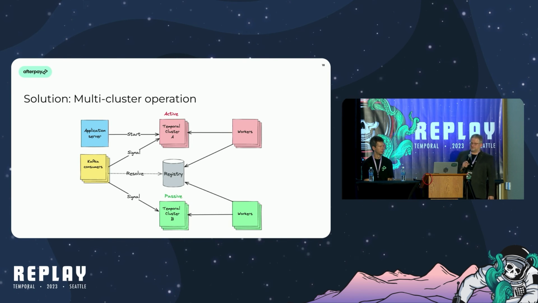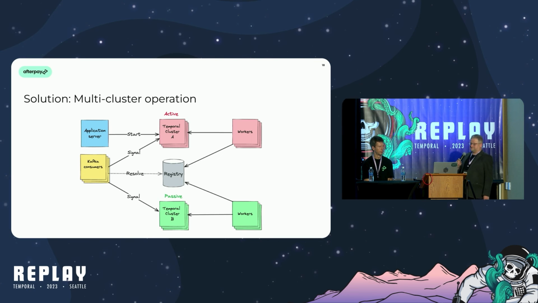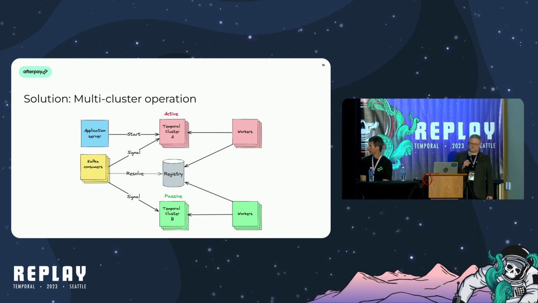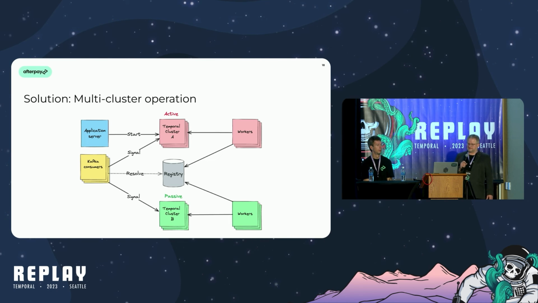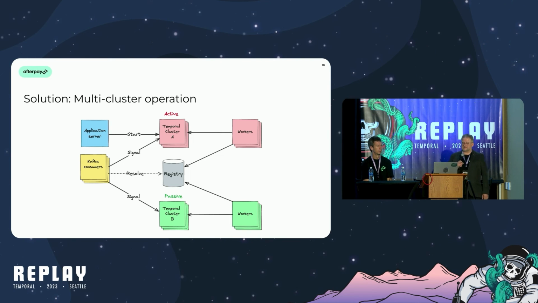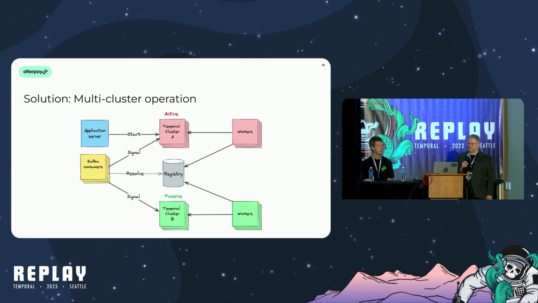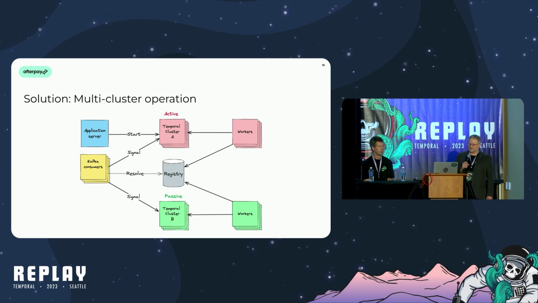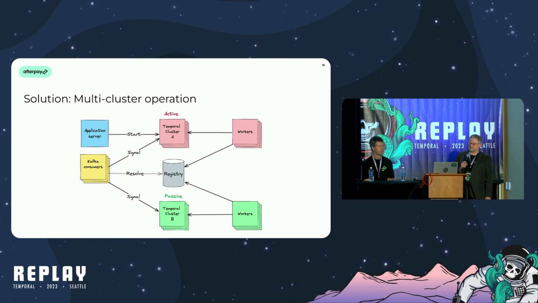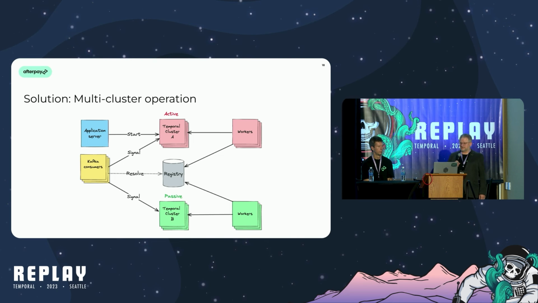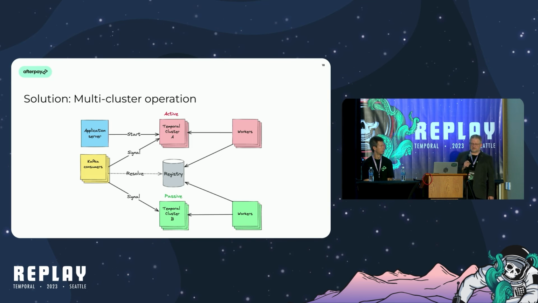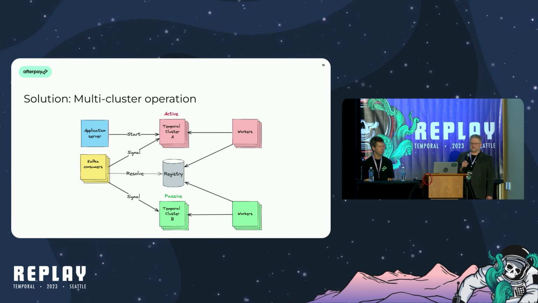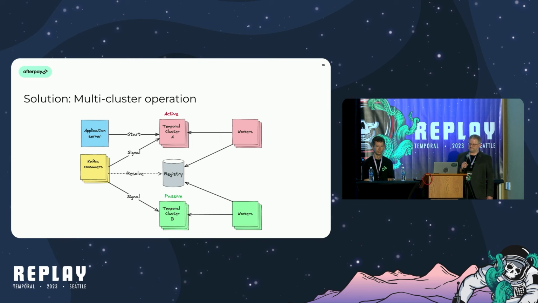The solution we call MultiCluster Operation. We can configure our system to work with multiple Temporal clusters at the same time. One cluster is always active, all others are passive. Active means the cluster can start new workflows and run existing ones, and passive means the cluster can run existing workflows but cannot start new ones.